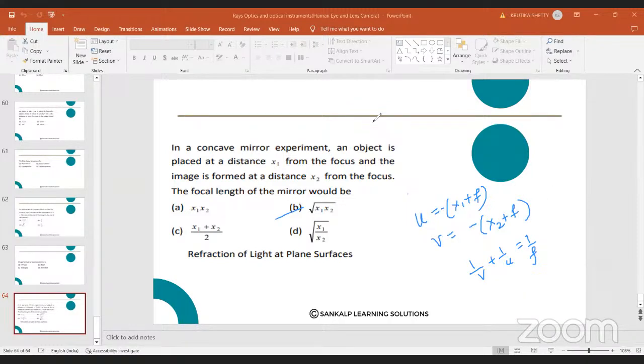I hope everybody is getting the answer. So this is a hint, you can continue it later. Option B is right.